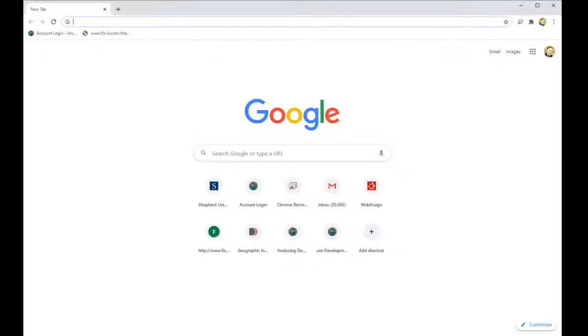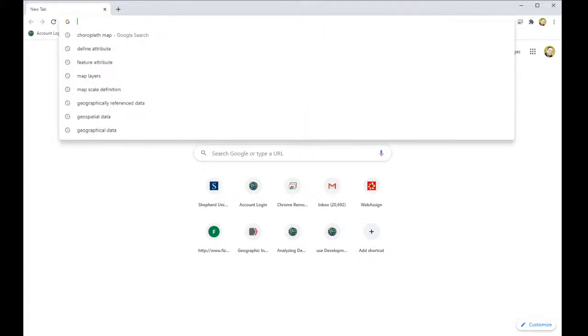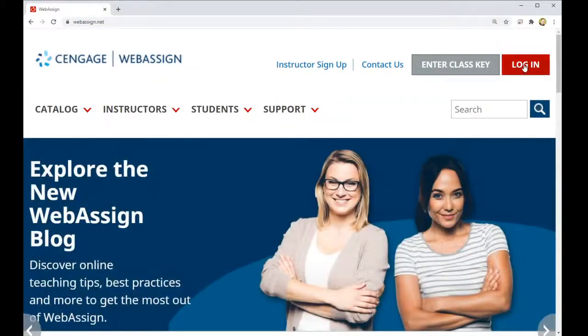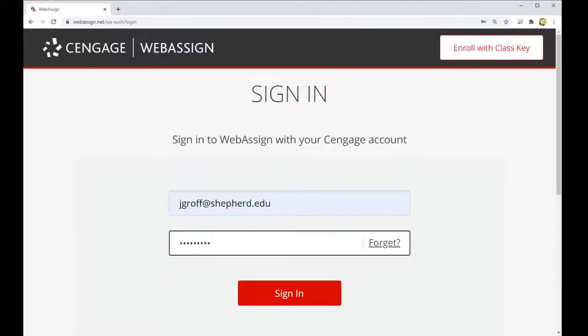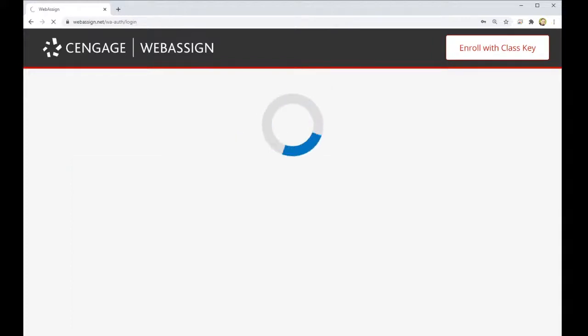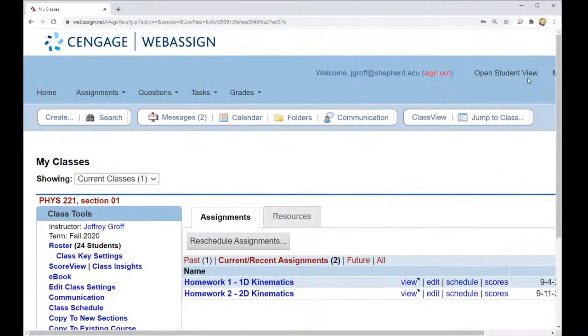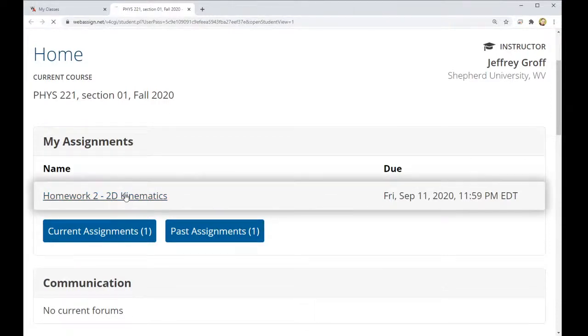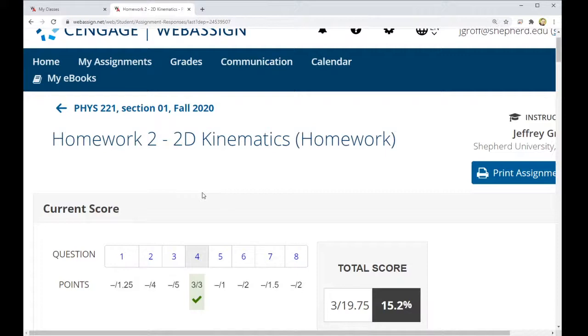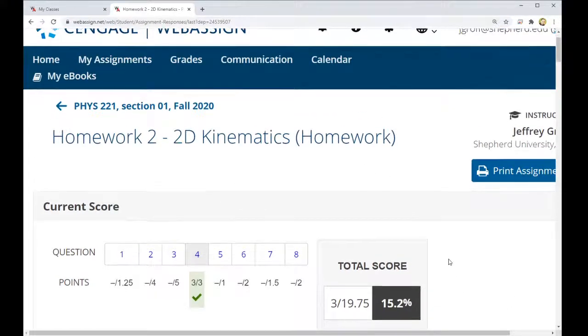And let's go to WebAssign and pick a problem to do from the new homework problem set. WebAssign, here we come. All right, open student view. This is what you see. And so homework number 2, 2D kinematics. It's scheduled due this Friday.